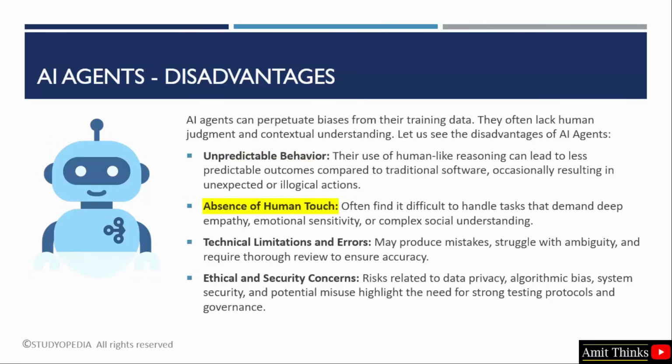The next one is absence of human touch. Tasks requiring empathy, emotional intelligence, or social understanding remain challenging for AI. They struggle to replicate the depth of human connection and sensitivity in areas such as counseling, negotiation, or caregiving. The third one is technical limitations and errors. AI agents are not infallible. They can misinterpret ambiguous inputs, generate errors, or produce inaccurate results. Human oversight and thorough review are essential to ensure reliability.